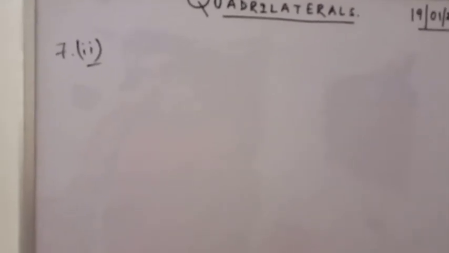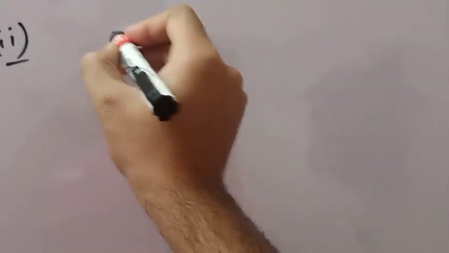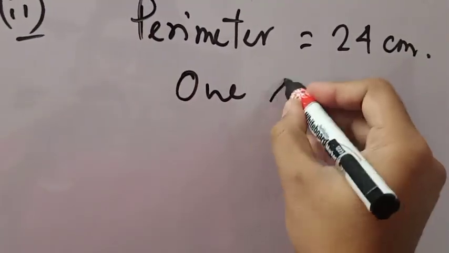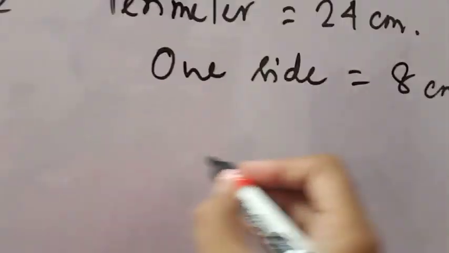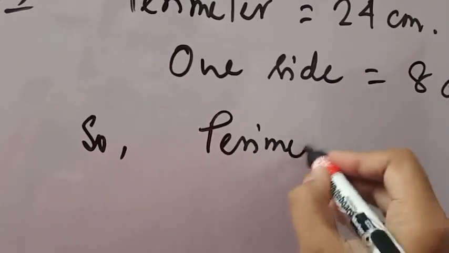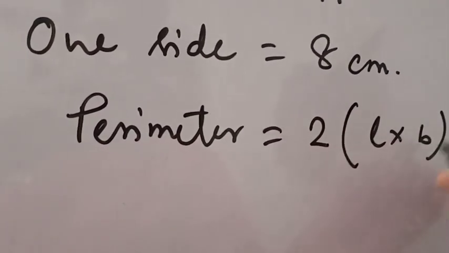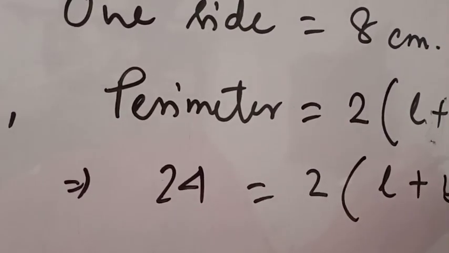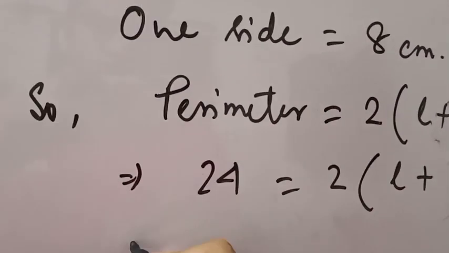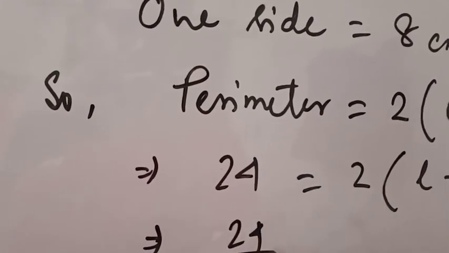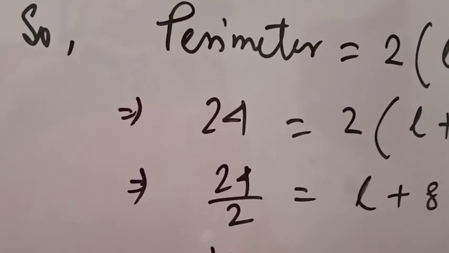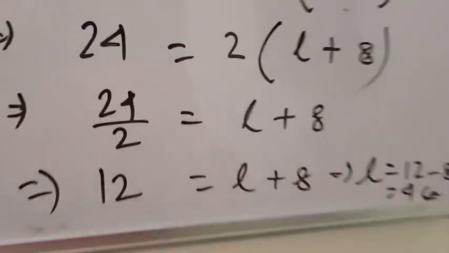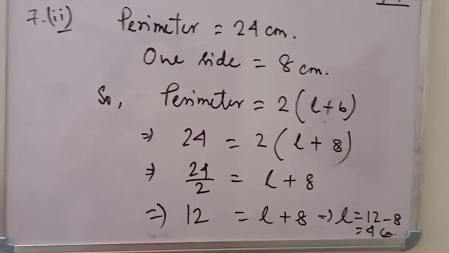Now in 7.2, the perimeter is given and one side is given. The perimeter is 24 and one side is 8 centimeter. So we can write perimeter equals 2 into (L plus B). That means 24 equals 2 into (L plus 8). So 24 divided by 2, that means 12 equals L plus 8. That means L equals 12 minus 8, that is 4 centimeter. Okay. So one side is 8 and another side is 4 centimeter.